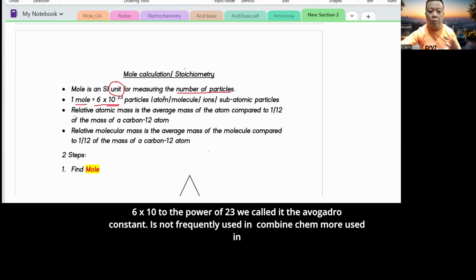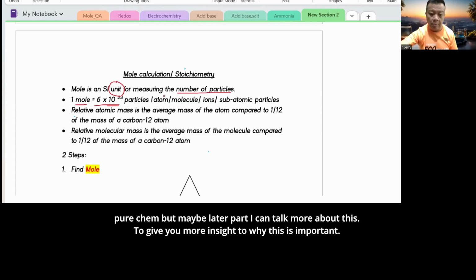It's not frequently used in combined chem, more used in pure chem, but maybe in a later part I can talk more about this to give you more insights into why this is important.